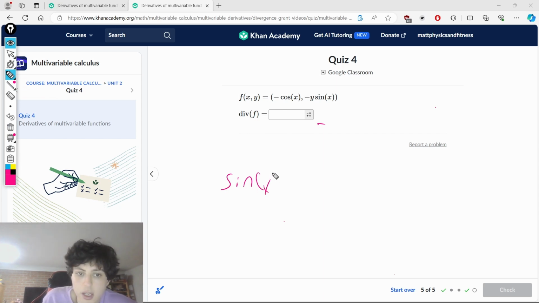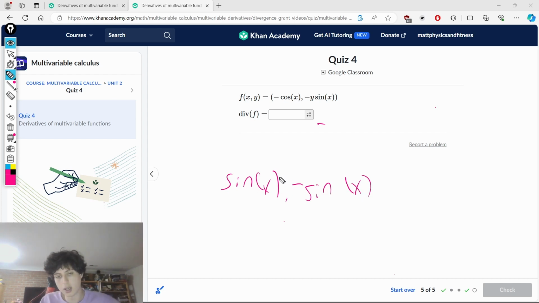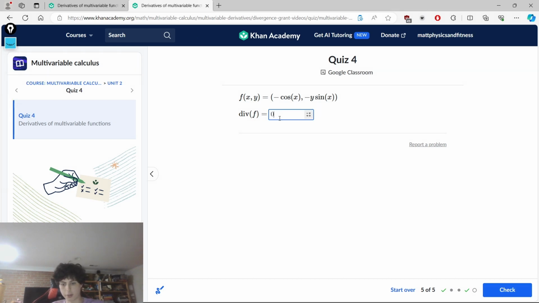Negative sign. Negative sign is positive sign. Y partial, the second one. The y just goes away. Oh, and then you add them together? What? Sine x plus negative sine of x. You know what that is, right?